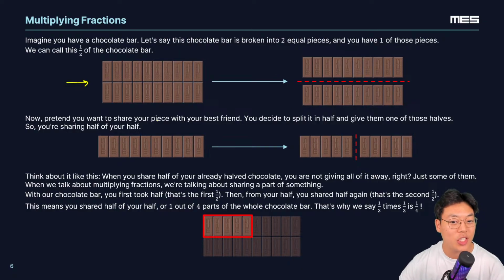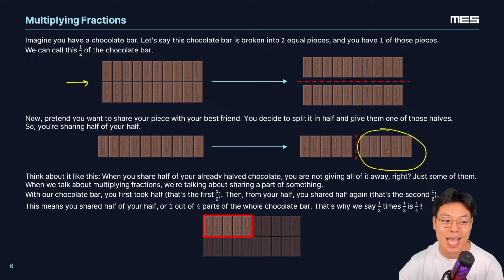Now, pretend you want to share your piece with your best friend. You decide to split the half that you have in half again and give them one of those halves. So you're giving one of these halves to your friend. So you're sharing half of your half. And think about it like this. When you share half of your already half chocolate, you are not giving all of it away, right?